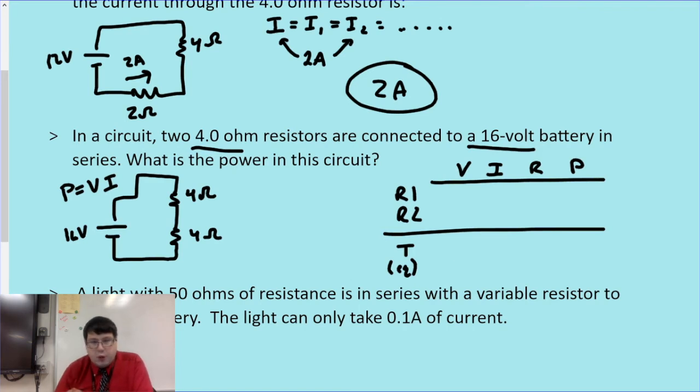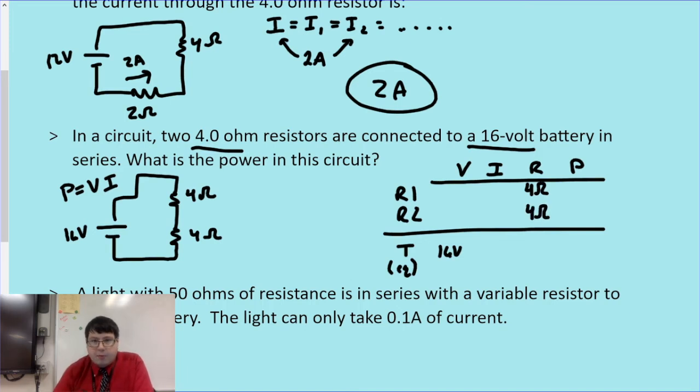So the total voltage, or the equivalent voltage, is 16 volts. That's got to be split between R1 and R2. Our current, we don't know, but that's something we need to find, or we can use the power column over here in our VIRP table. But we do know the resistances of R1 and R2. We've got 4 ohms and 4 ohms.